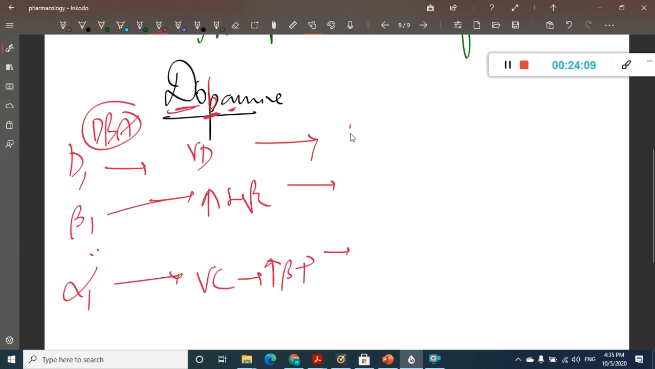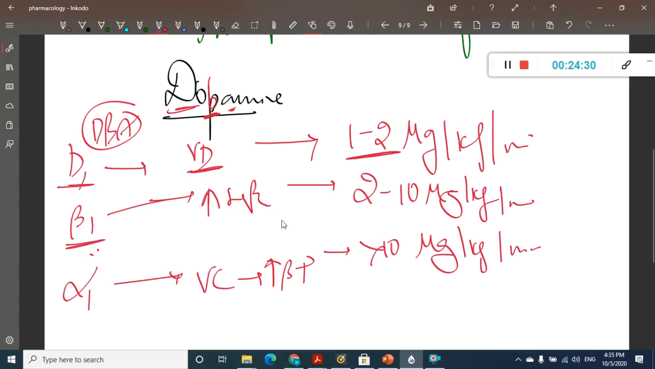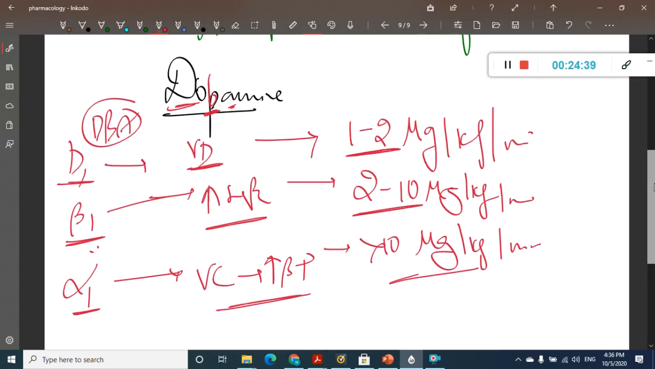So D1 receptors are activated at 1 to 2 microgram per kg per minute, beta 1 are activated at 2 to 10 microgram per kg per minute, and alpha 1 are activated at more than 10 microgram per kg per minute. Okay, so D1 is activated, causing vasodilatation, at 1 to 2 microgram per kg per minute. Beta 1 are activated, causing increased heart rate, at 2 to 10 microgram per kg per minute. Alpha 1 are activated, increasing BP, at more than 10 microgram per kg per minute.